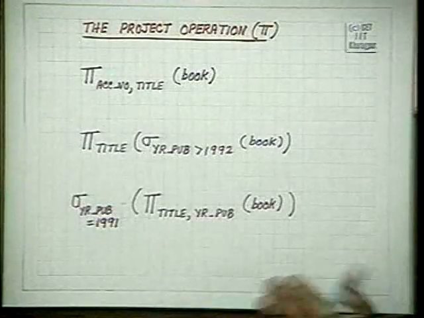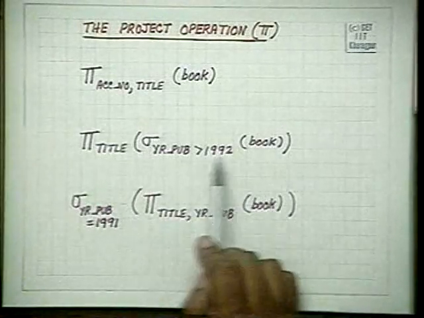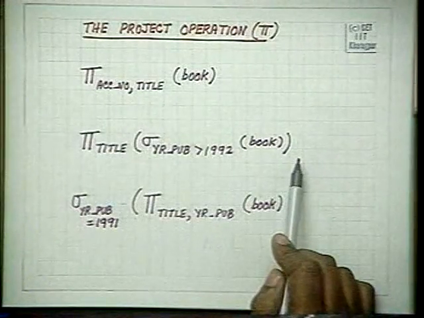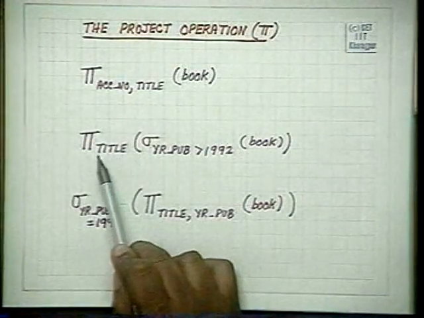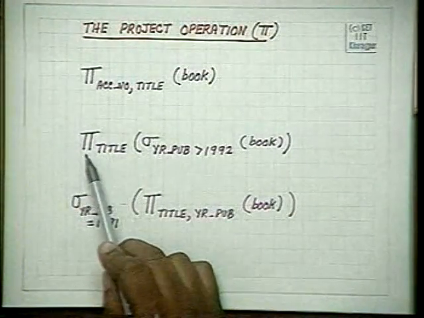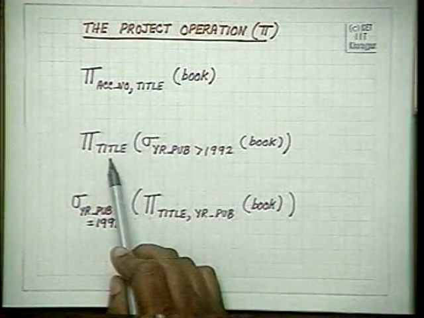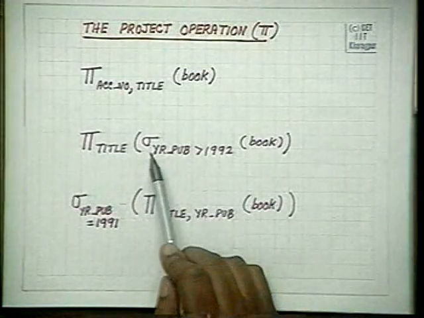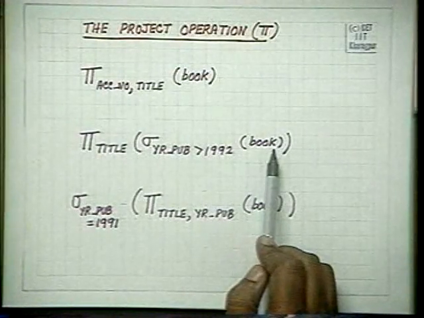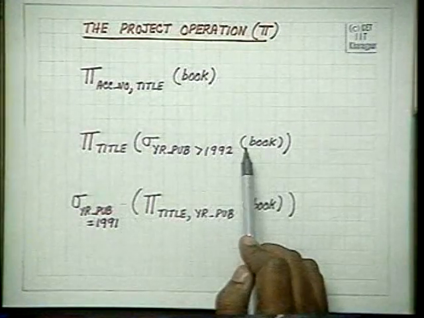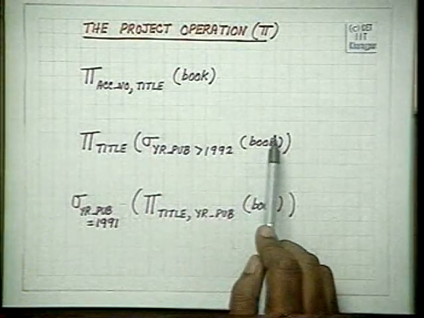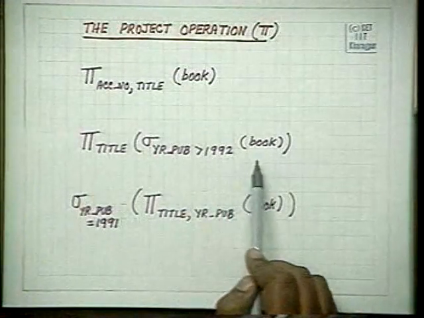Let's see 2 more examples. This is an example which combines both select and project. It is a nested query which says pi title, that is, project out title from which relation? The relation that is formed out from selecting year of publication greater than 1992 of book. So from the book relation, we will first select out all tuples having year of publication greater than 1992.